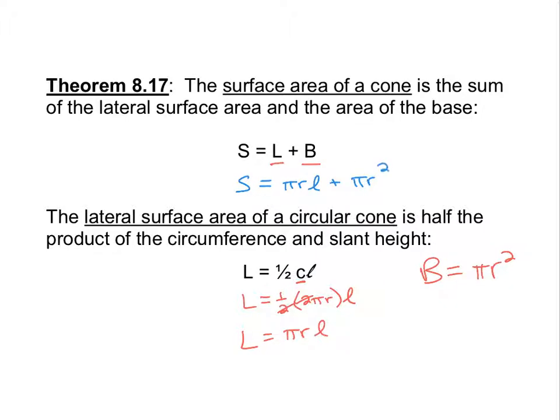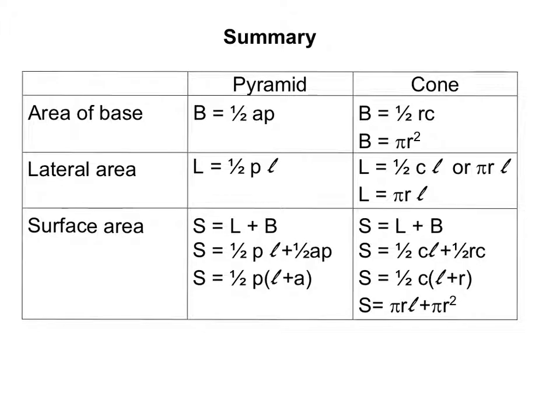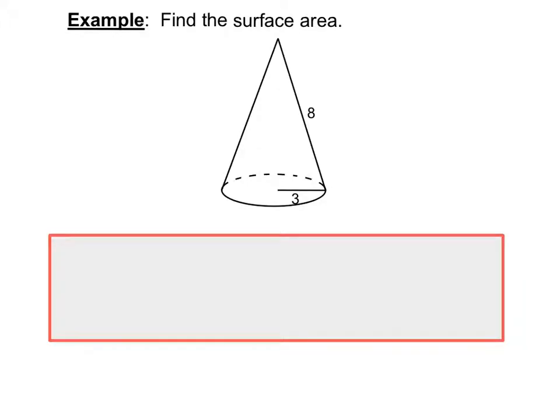So here we've got a summary of the formulas for pyramids and cones. And you can see that where we have perimeter for a pyramid, we've got circumference for a cone. But the basic formula for surface area is going to be the lateral surface area plus the base. So now let's look at an example. So let's find the surface area of this circular cone.